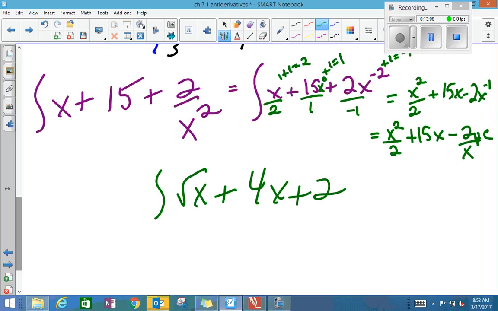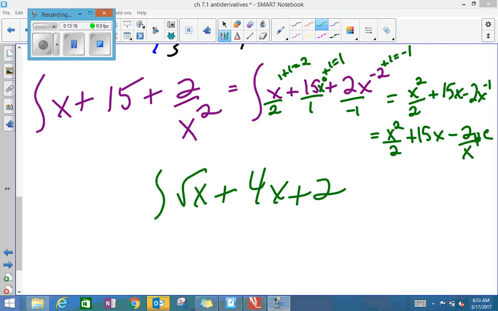But again, just remember, same thing as derivatives, you want to rewrite it with a negative exponent and then add 1 to a negative exponent. Negative 2 plus 1 is negative 1. So just like you're always subtracting in taking derivatives, you're always adding in integration. Okay, let's try another one.